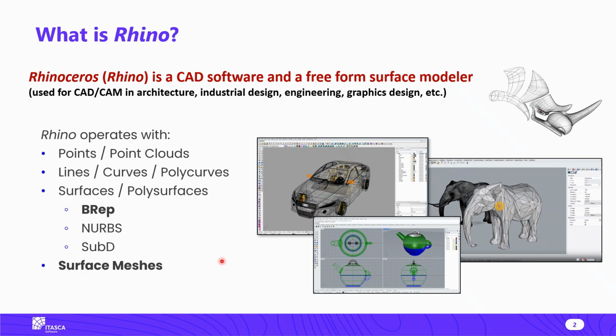And among these objects, we're actually interested in particularly two types of objects, which are polysurfaces represented by boundary representation, or BREP. This is an analytic type of object, and these are some other analytic types of objects that are also present in Rhino. And we're also interested in surface meshes, which are a discrete type of object. They are collections of vertices, edges, and faces with known connectivity between them.